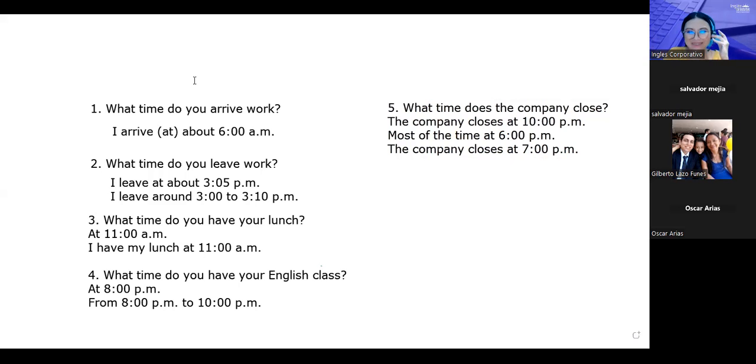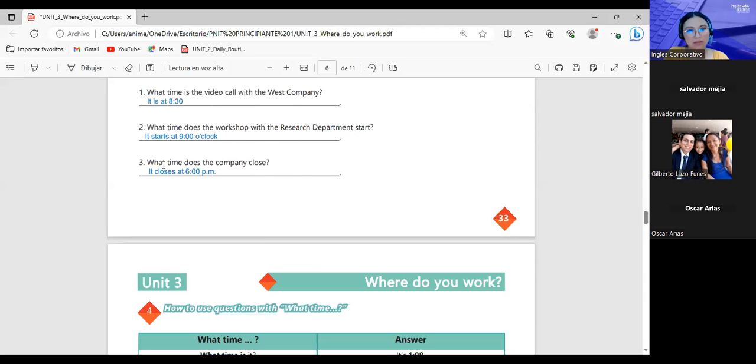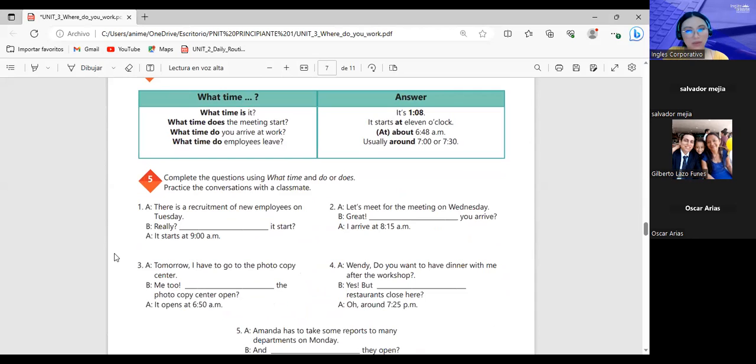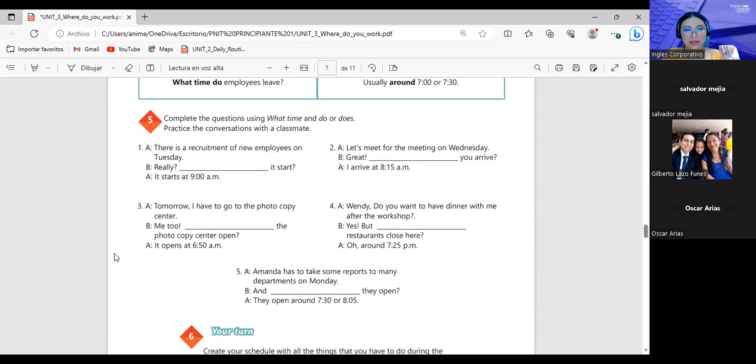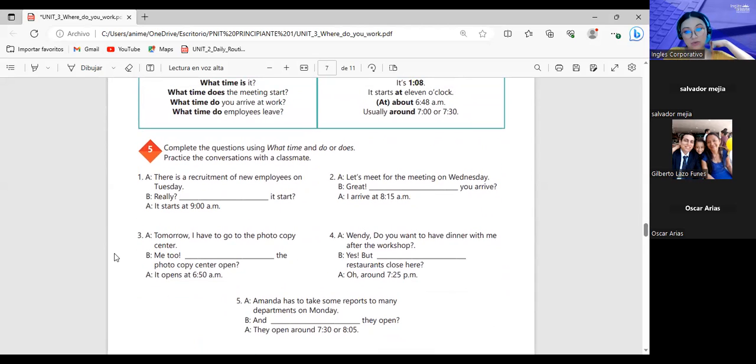Yes. Thank you. But before we practice with your personal information, we are going to have this group practice. Practiquemos en grupo, luego individual. If you go to your book, page number 34, here we have a very similar exercise. Complete the questions using what time and the auxiliary do or does.